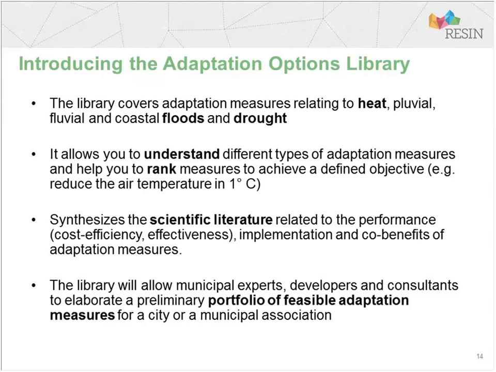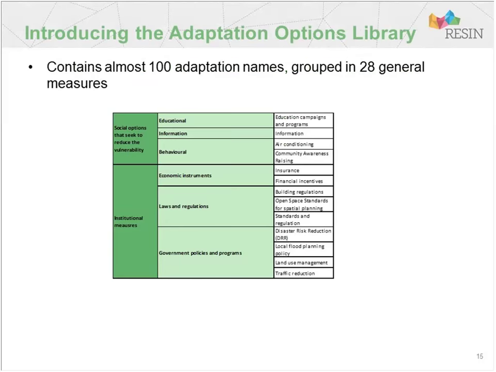The aim of doing this is because we wanted to give support to municipal experts or developers or consultants in the elaboration of some kind of portfolio of adaptation measures. So we want to give support to these stakeholders in the creation, for example, of an adaptation plan or in the prioritization of the adaptation measures. In this regard, the Adaptation Option Library contains almost 100 adaptation measures, and they are grouped in 28 general measures.